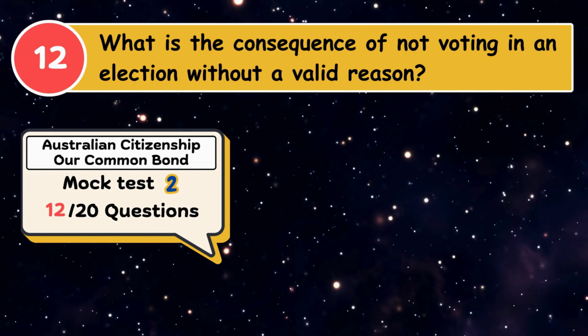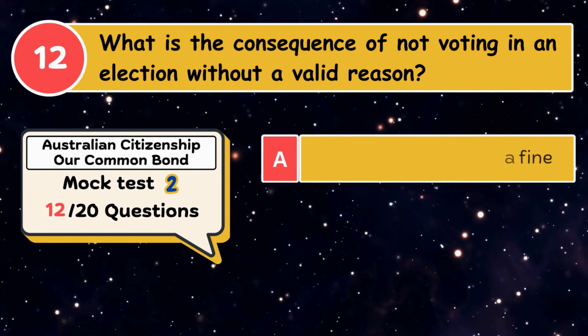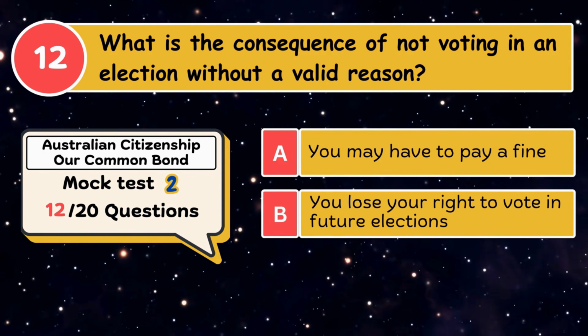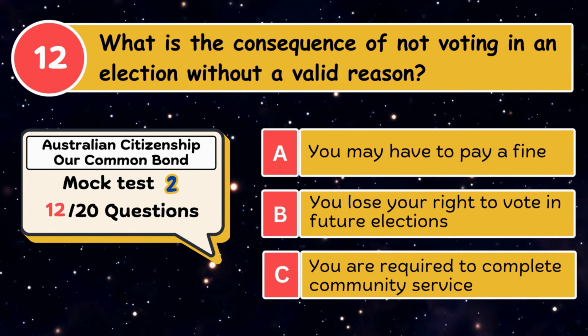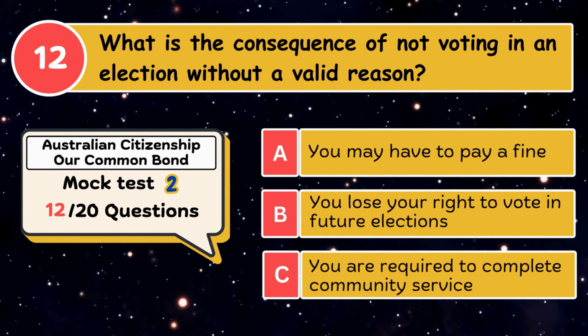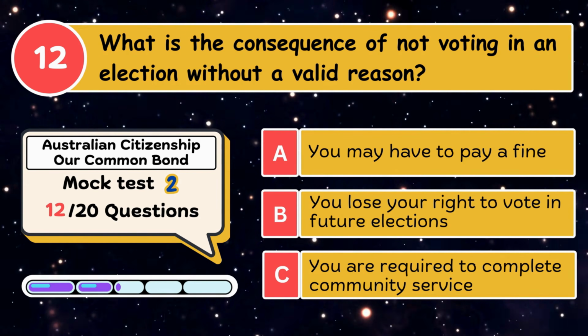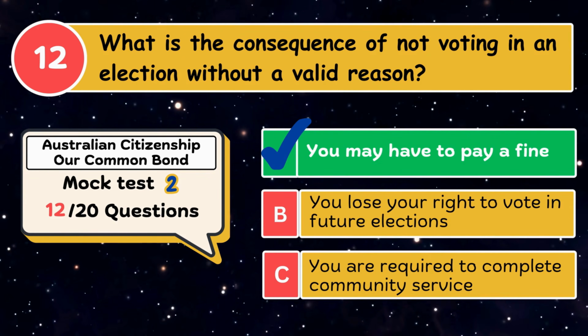What is the consequence of not voting in an election without a valid reason? A. You may have to pay a fine. B. You lose your right to vote in future elections. C. You are required to complete community service. The correct answer is you may have to pay a fine.